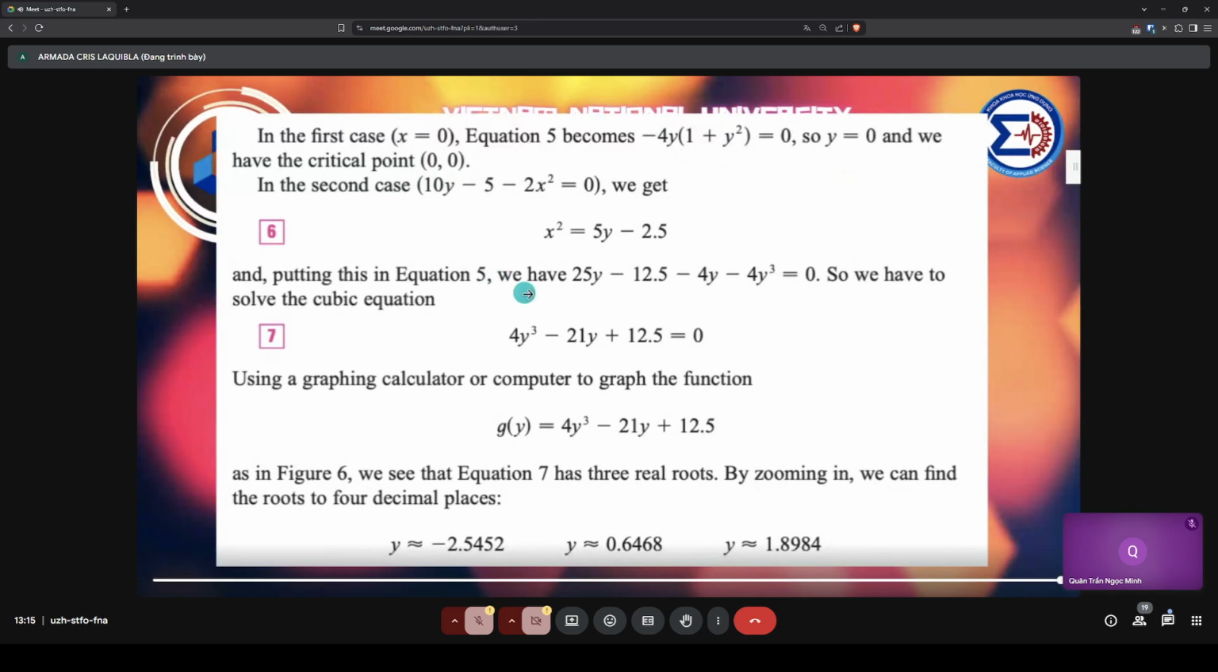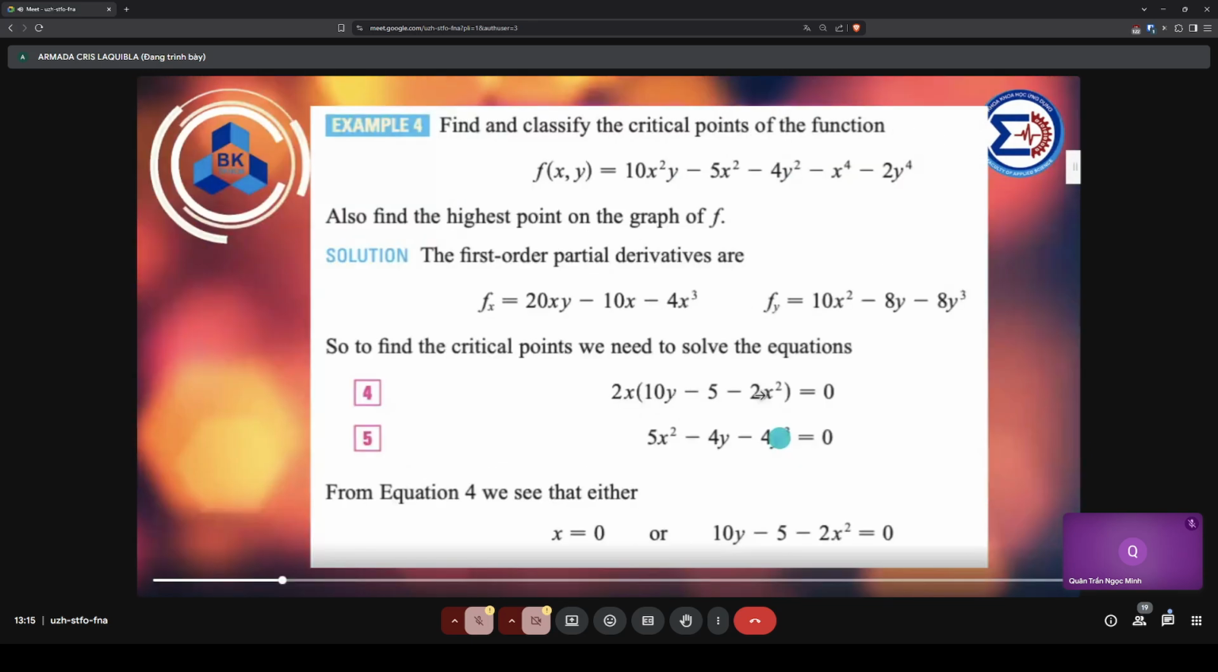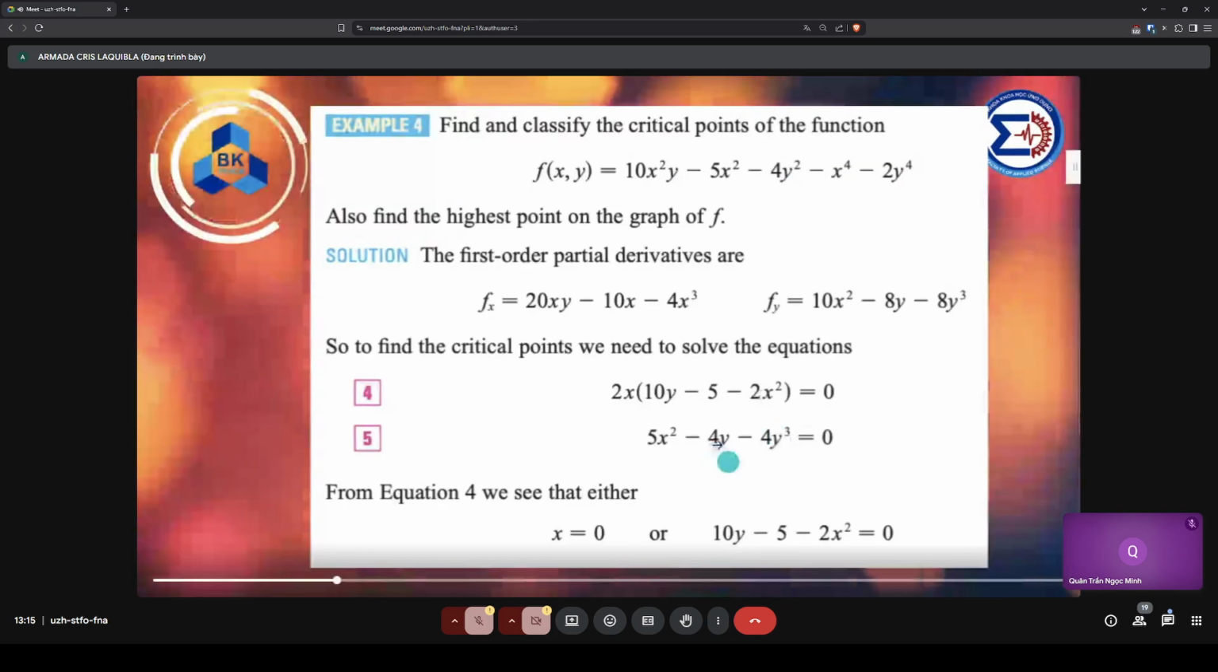Next, the second case is this one, the 10y minus 5 minus 2x squared. Partner that with your fifth equation.